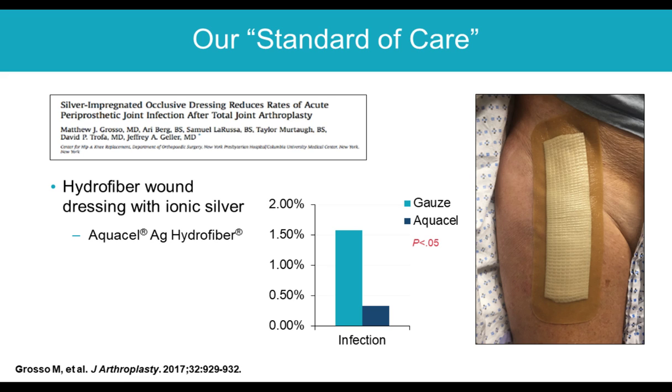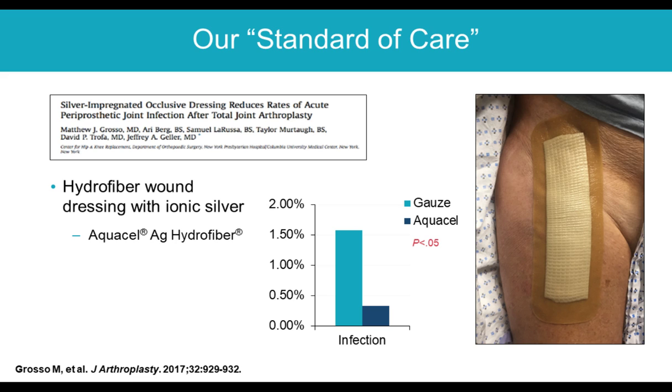Our standard of care in hip or knee replacement, at least in my institution, has become this dressing pictured, which is called the Aquacel AG. It's a hydrofiber wound dressing that can absorb a fair bit of drainage from the incision. Inside that hydrofiber weave is ionic silver, which acts as an antimicrobial interface to cover the incision. And this is a waterproof dressing that patients can shower with. The reason that we switched to this dressing years ago was that it was associated with a decreased risk of joint infection when used as a cover dressing following primary hip or knee replacement surgery at other institutions.